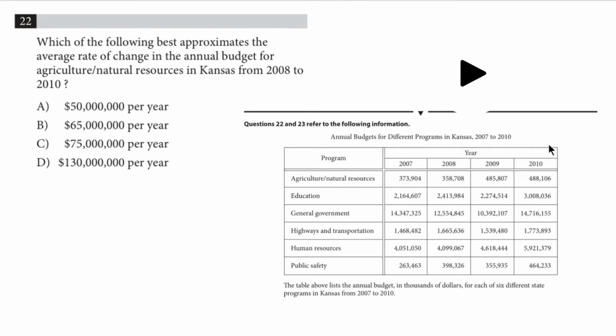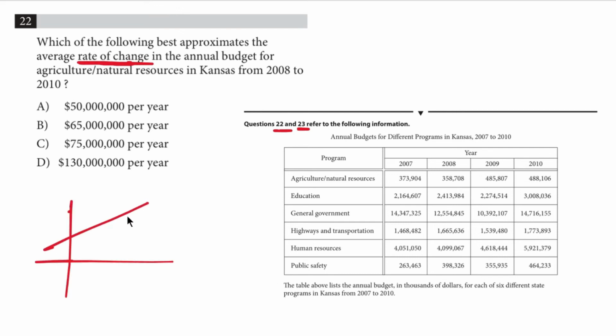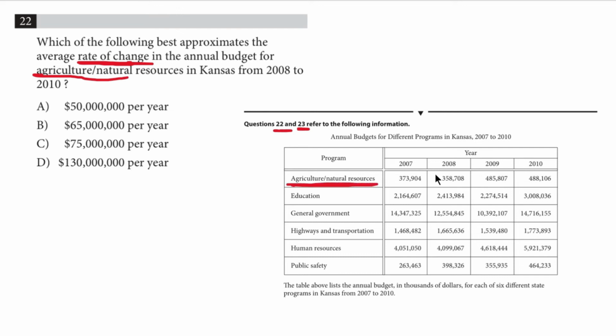Alright, so here they gave you a table and they said questions 22 and 23 refer to this information. Well, this means we will need to use this information to solve those two questions. Now the first question is asking which of the following best approximates the average rate of change. Rate of change, again, that's the slope, right? This is the slope, or that increase in the annual budget for agriculture and natural resources in Kansas from 2008 until 2010. Well, the thing that we're interested in, agriculture and natural resources, that's right here, and it says from 2008 until 2010.